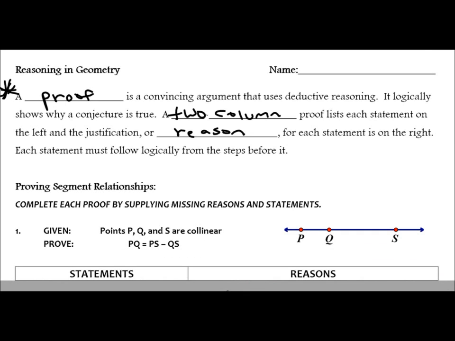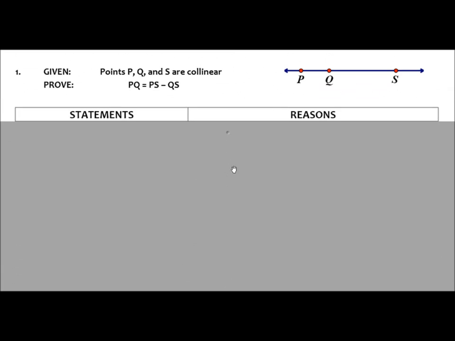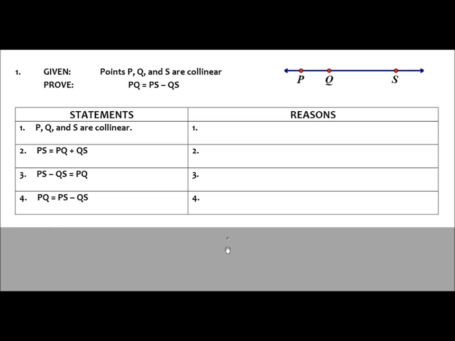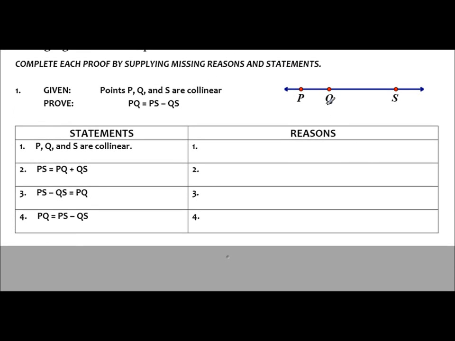So, proving segment relationships. This is your two-column proof. At the top here, you're usually going to be given a picture. In this case, it's a picture of a line, and then there are segments within the line. They tell you that points P, Q, and S are collinear. We're trying to prove that PQ is equal to the whole length of PS minus QS.